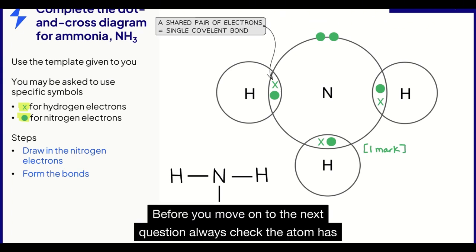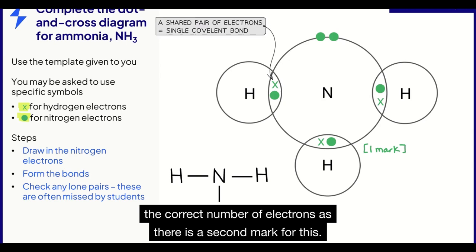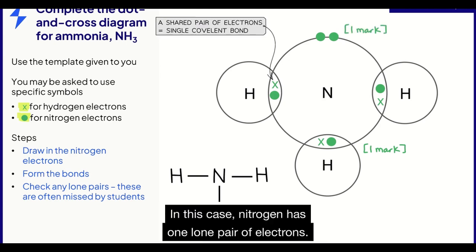Before you move on to the next question, always check the atom has the correct number of electrons, as there is a second mark for this. In this case, nitrogen has 1 lone pair of electrons.